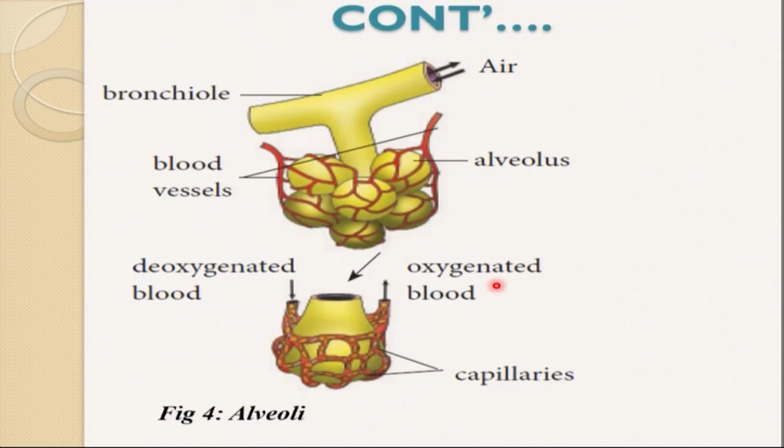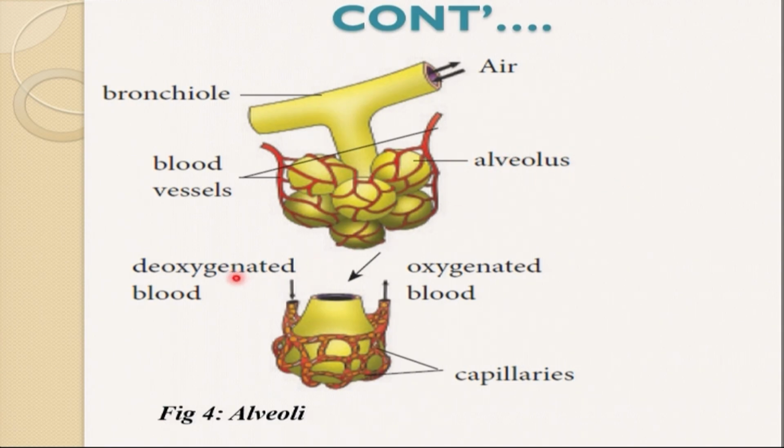grapes. You know what grapes are. Some of you normally eat grapes; these structures resemble grapes. So these are structures you can try to see. This is the air entering. This is a bronchiole. These are blood vessels which are surrounding these alveoli.